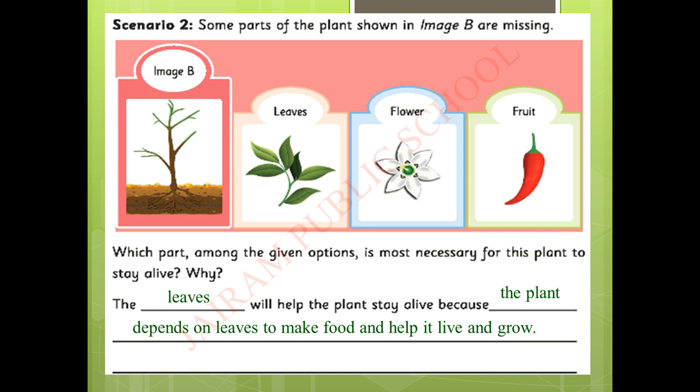We already learned that in plants the leaves prepare the food for the plant using the sun, air, water and minerals. So the leaves are absent here. It is important for the plant to make food and help it to live and grow. So children, in your studio book you can write the answers neatly. Okay.